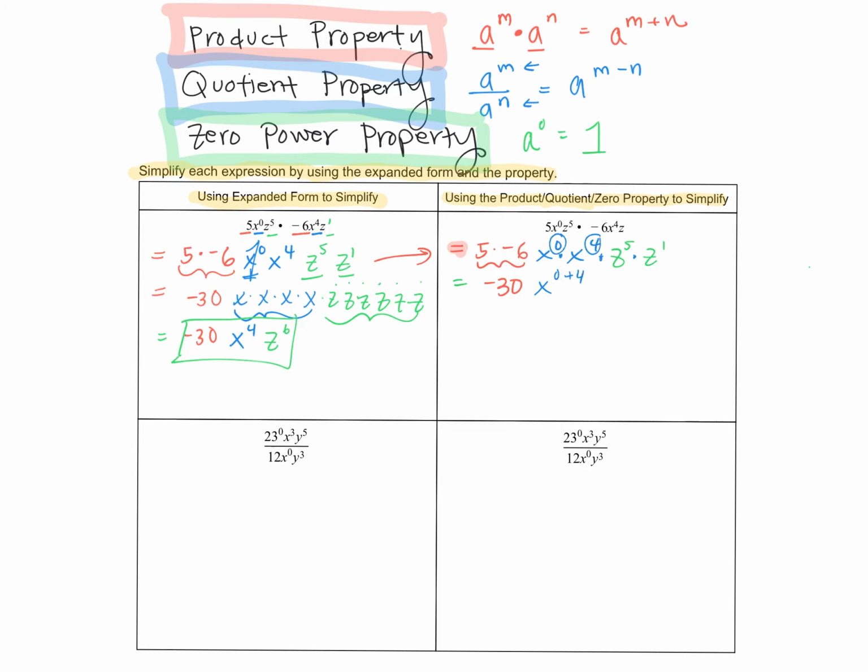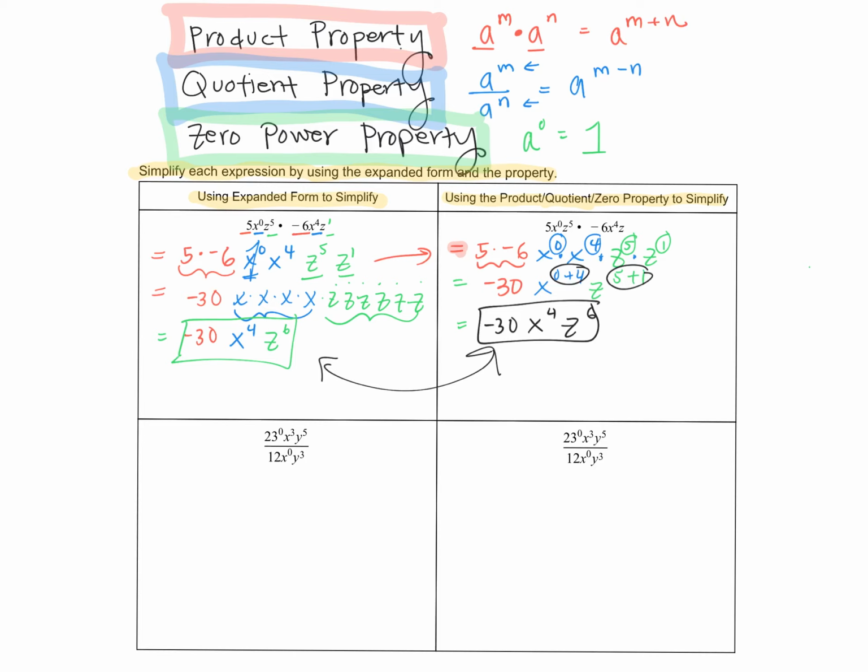And similarly for z to the 5th and z to the 1st, I'm going to add these because they're all being multiplied. And then that's going to help me get my final answer of negative 30 times x to the 0 plus 4 is 4. 5 plus 1 is 6. So whatever answer I get on this side should be the same as the answer I get on the other.